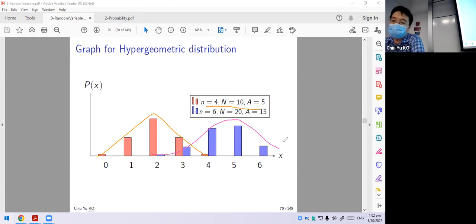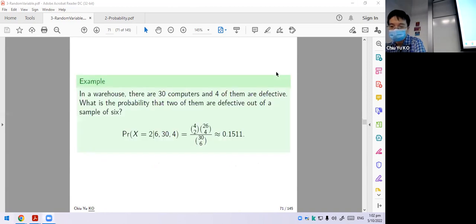Of course, in our class we don't go further than this for the hypergeometric. But when you learn quality control and audit, then the hypergeometric will be commonly used. We just learn it up to here for the hypergeometric, except maybe we give an example.